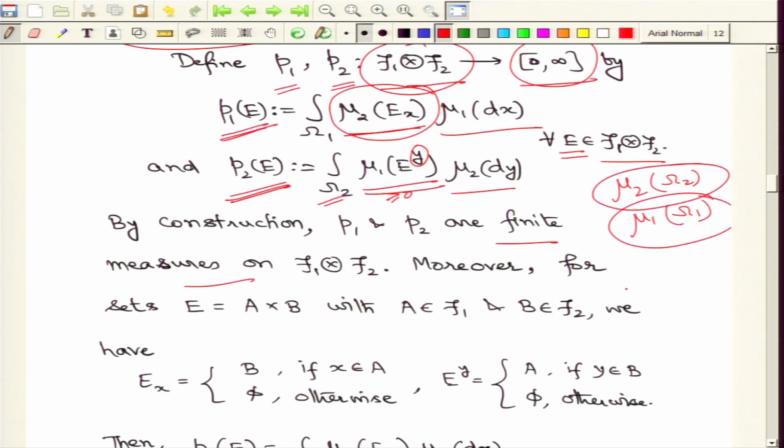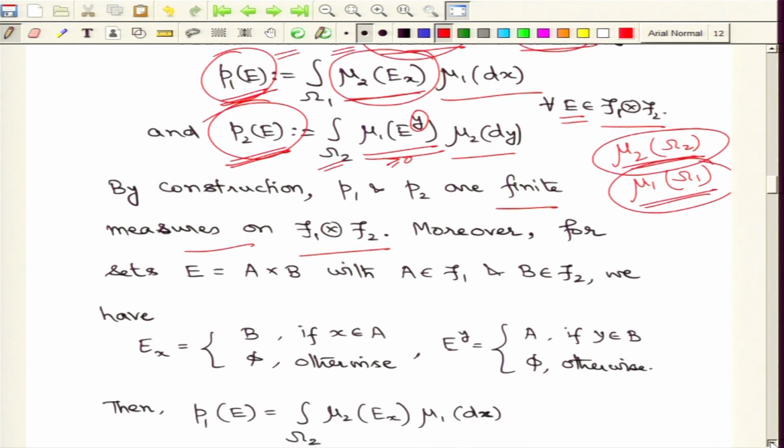Now, for mu1, the maximum value attained will be this. For mu2, the maximum value will be mu2 of omega 2. So, if you apply these bounds in the above integral, you will immediately have the bounds for the functions P1 and P2. Therefore, what you end up having is that P1 and P2 turn out to be finite measures on this product sigma field.